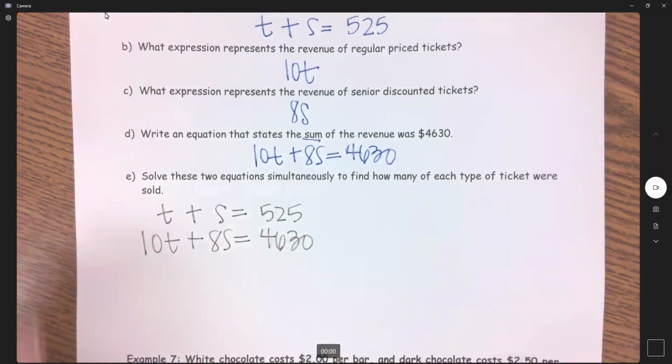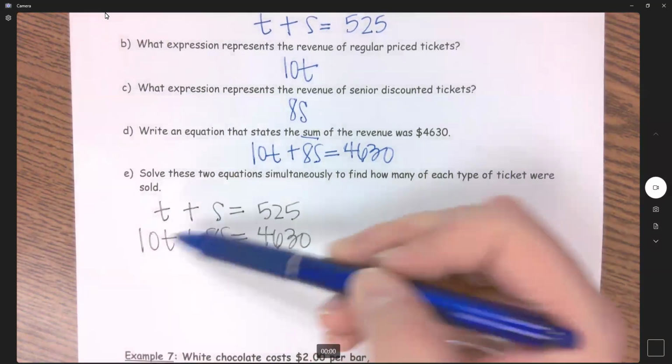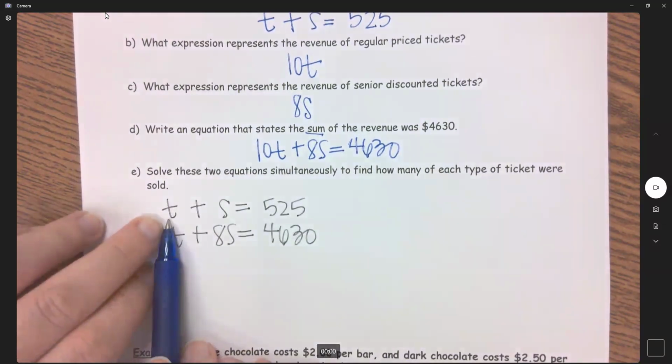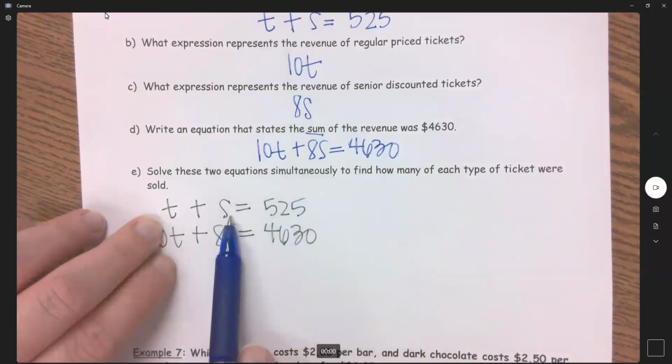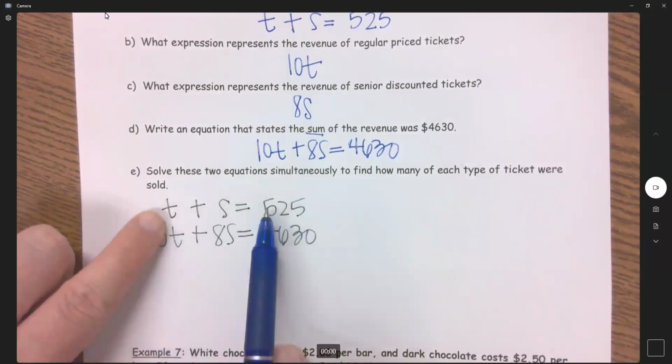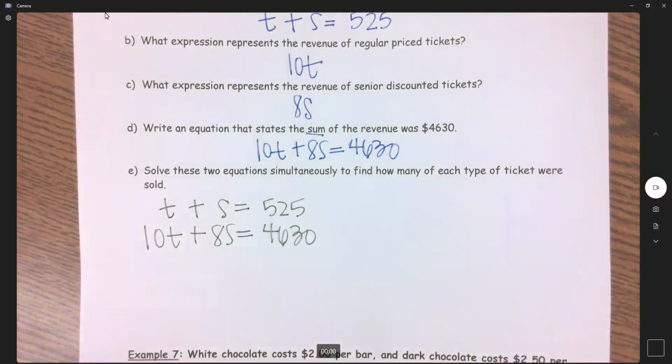And now we can solve. Now, I personally like elimination when all of my things are stacked. You can easily use substitution as well. You can solve for T by subtracting your S over, or solve for S by subtracting your T over. So for example, T would equal 525 minus S. But I'm going to use elimination.